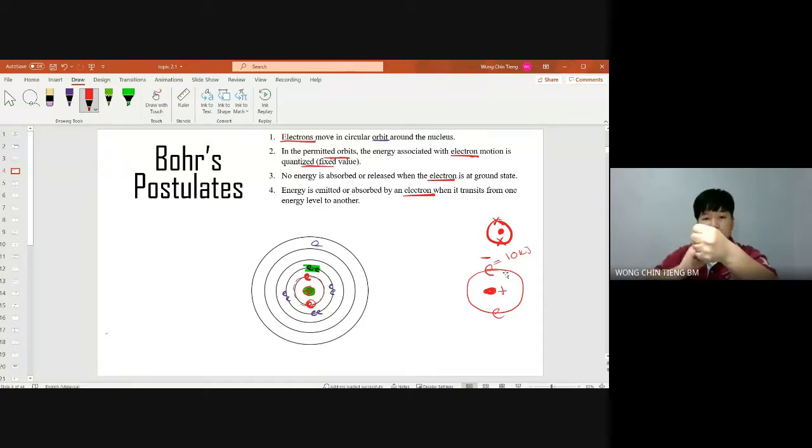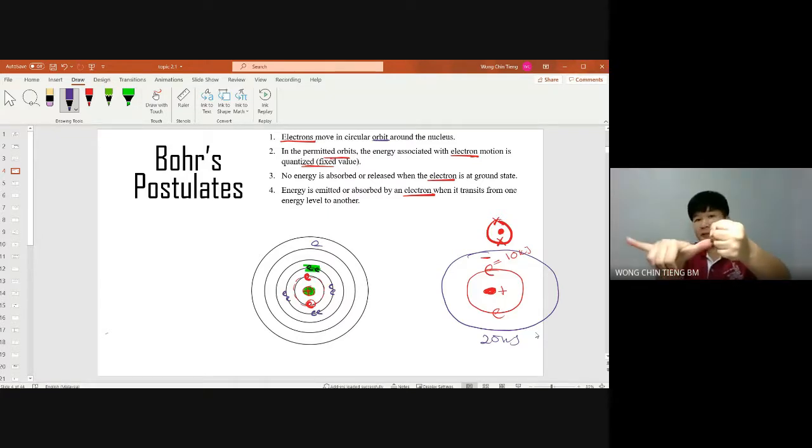Why always the same distance? Because the electron has fixed energy. So say my electron has different energy. Let's say my electron now has more energy, 20 kilojoule. The nucleus won't change, it sits in the middle and stays still. So I have my electron sitting this far. This electron now has 20 kilojoule, so with 20 kilojoule of energy it can sit at this distance. And the 20 kilojoule is not changing, so it will move at the same distance. Right? That's why you have that orbit.